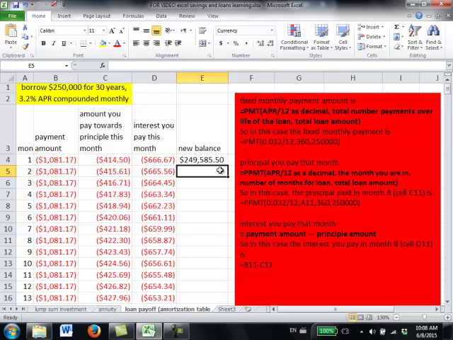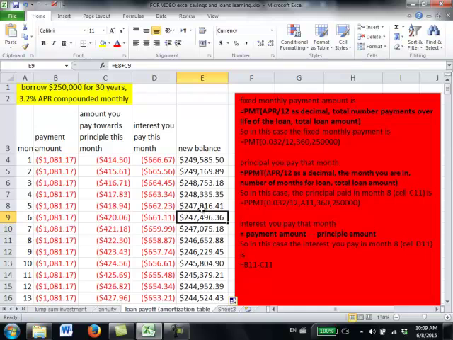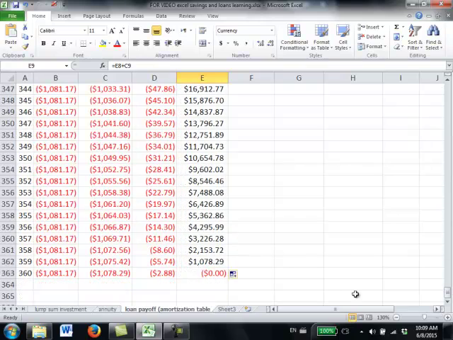In cell E5, my new balance will equal the balance the previous month, so cell E4, plus the amount paid towards principal, the value in cell C5. And again, if I drag that formula down, it will always take the value in the month before minus the principal that was paid. So you see the balance going down, down, down, down, down, and at the very end, it's 0. Now, if you did everything correctly, it should come out to exactly 0 at the end because your loan would be paid off exactly in month 360.